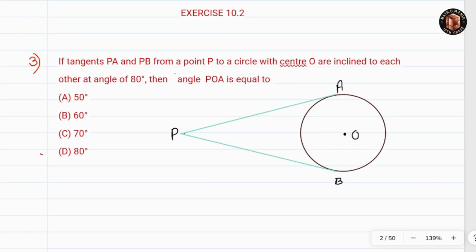Now let's do exercise 10.2, question number 3. If tangents PA and PB from a point P to a circle with center O are inclined to each other at an angle 80 degree, then angle POA is equal to. This is the question here.